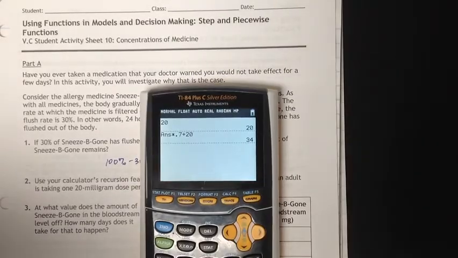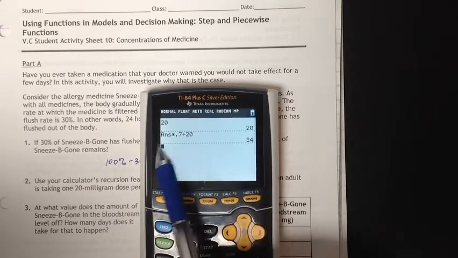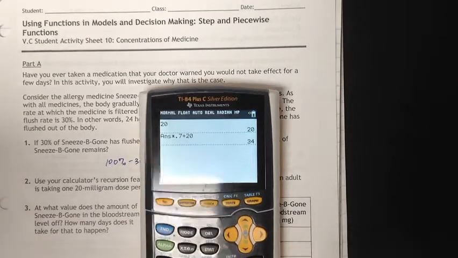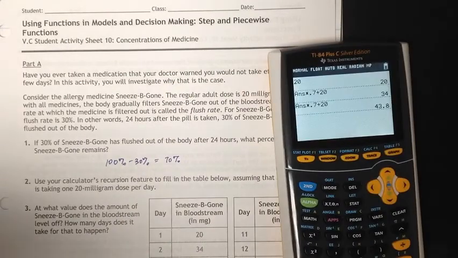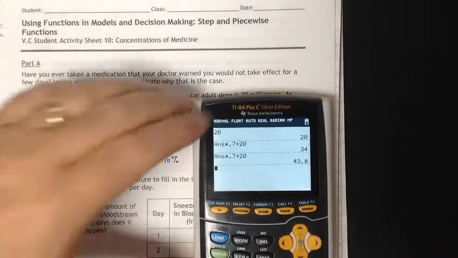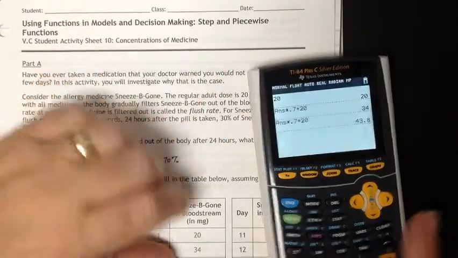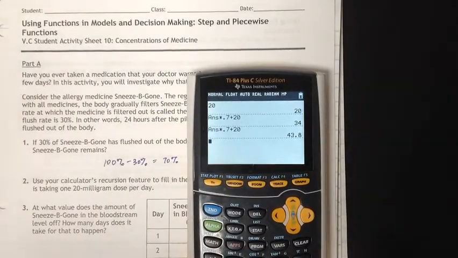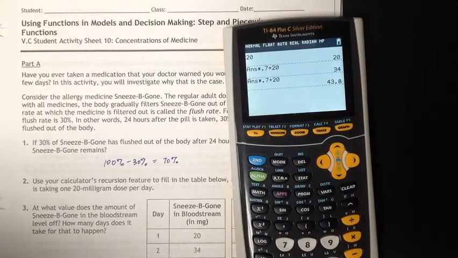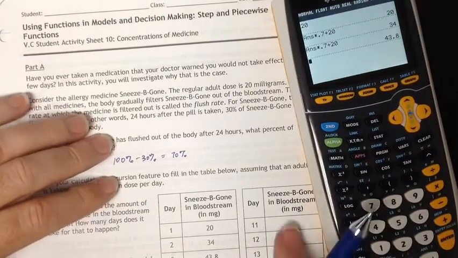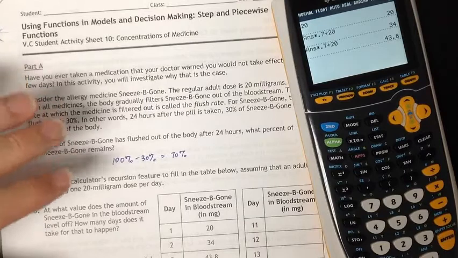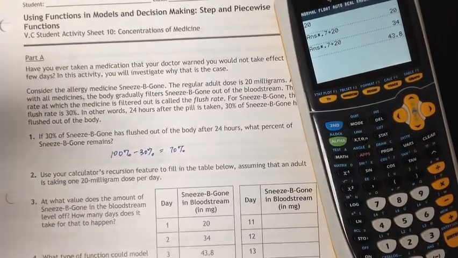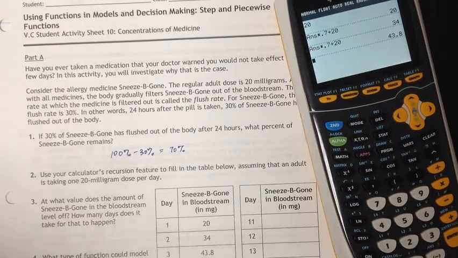Then I can just press enter, because this will take the last answer times 70%, since we're going to lose 30%, and then add another pill. And the next day we're up to 43.8. So you can just keep pressing enter and adding in your data and do 20 days' worth. All you have to do is hit enter about 17 more times and put all your data in. On the assessment, I'll ask you for a couple of days at random, maybe 6 and 16 or whatever, so figure out what each day gives you here.